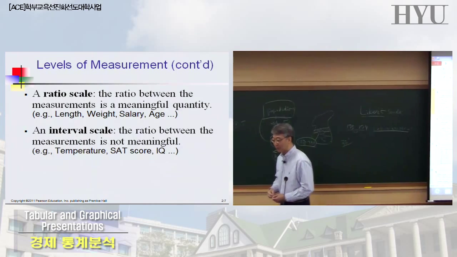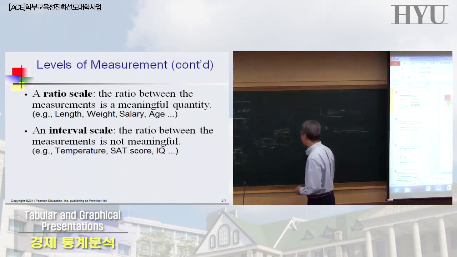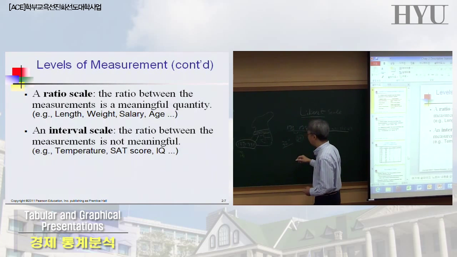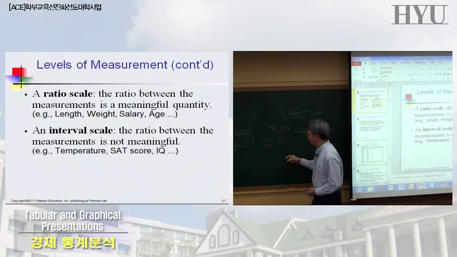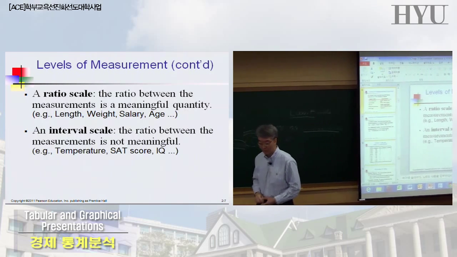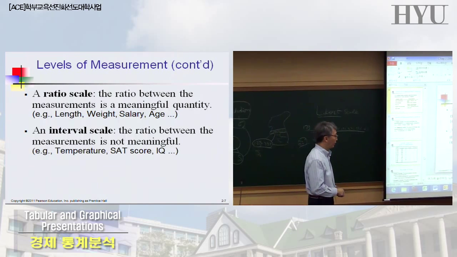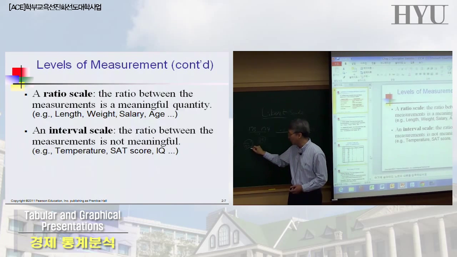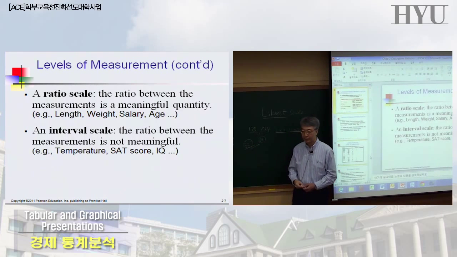So if you have 32 degrees and 64 degrees, does that mean this day is twice as warm as the day with 32 degrees? That doesn't make sense in terms of temperature. So temperature is an interval scale. What matters is maybe the distance or interval between the two numbers, but the ratios don't make sense.